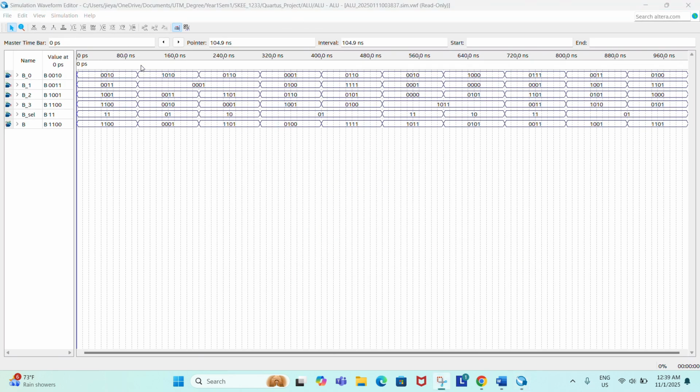During 0 to 100 nanoseconds, B cell is equal to 3, which means B3 will be selected as the output of B, which is 12, 1100. This shows that the design of the 4-bit 4-to-1 mux for B is correct.